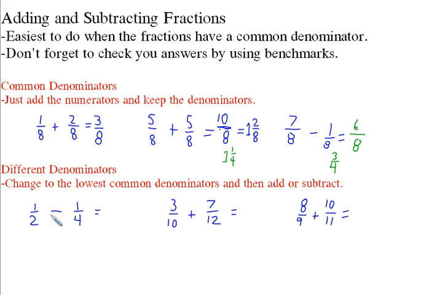Now, if the fractions have different denominators, then you have to find the lowest common denominator, which also is the least common multiple, remember, for that. So here, what's the least common multiple of 2 and 4? That's going to be fourths. So what's 1/2 when we change 1/2 into fourths? We're going to have a total of 2 fourths, because remember, when we multiply the bottom by 2, we've got to multiply the top by 2. So 2 fourths minus 1/4 is going to be equal to, we've got a common denominator now, so it's just going to be equal to 1/4.